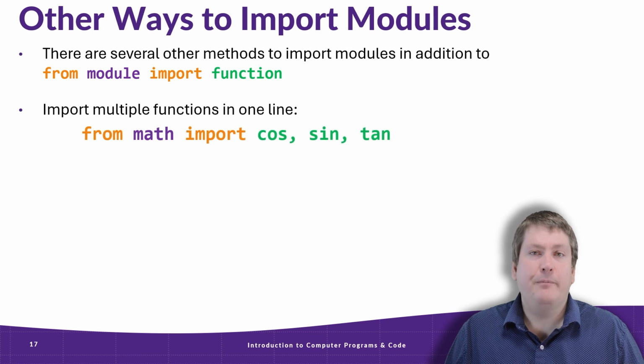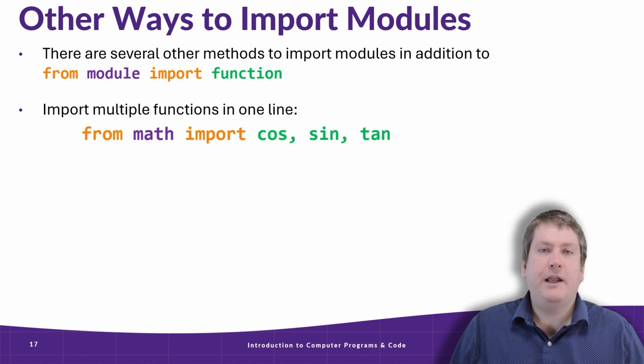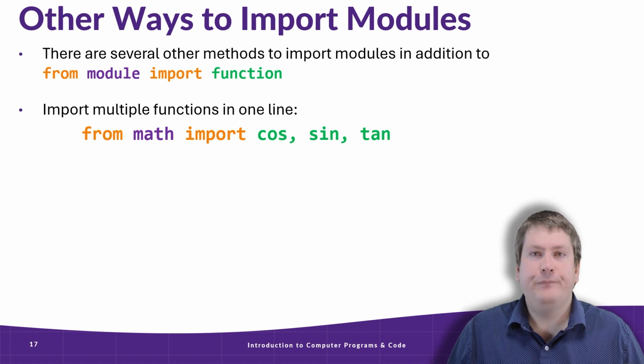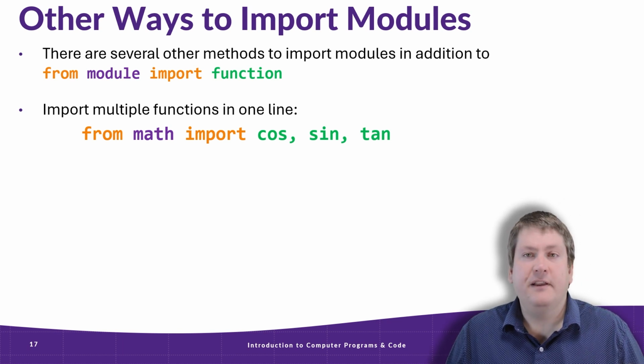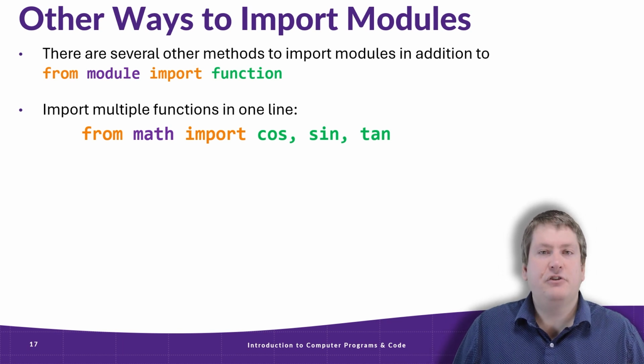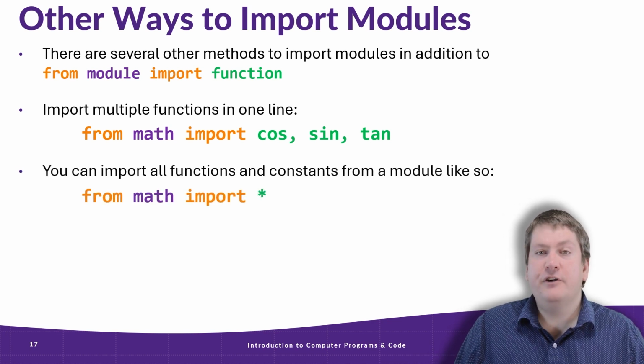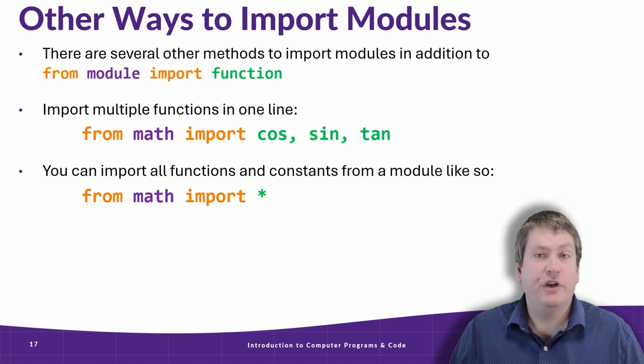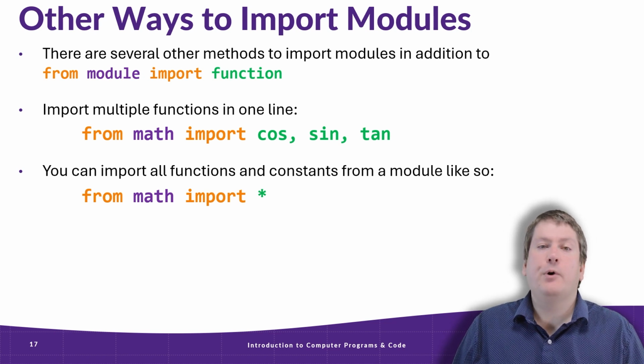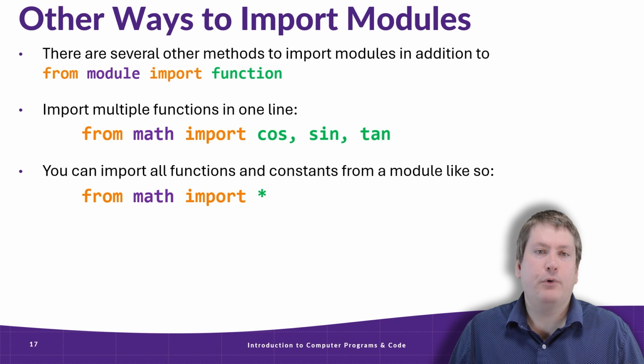However, there are some other methods. What we see on screen right now is an example of importing multiple functions in one line. In this case, instead of just listing the function, we list a list of functions separated by a comma. In this example, the cos, sine, and tan functions would all be imported from the module math. We can also import all functions in a module at once by using an asterisk rather than a list of function names. This example would import everything in the math module into our program.